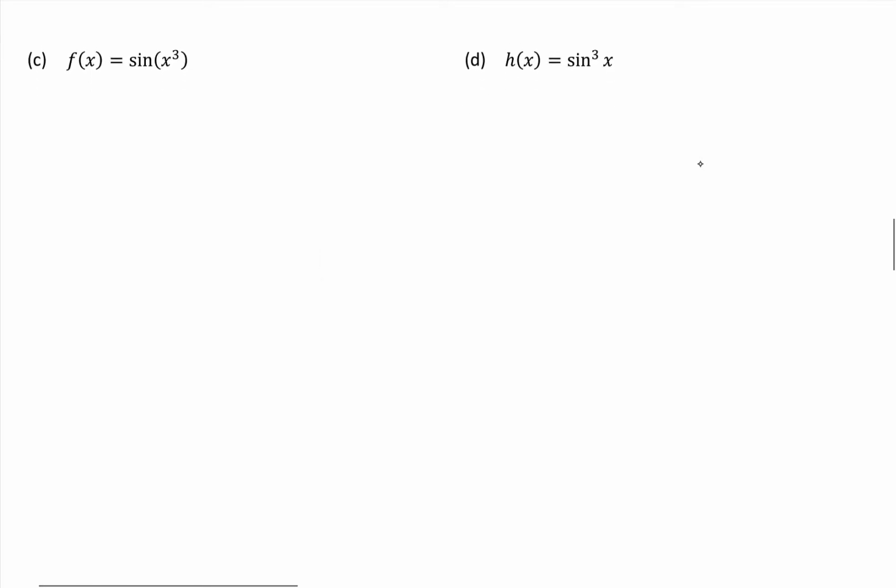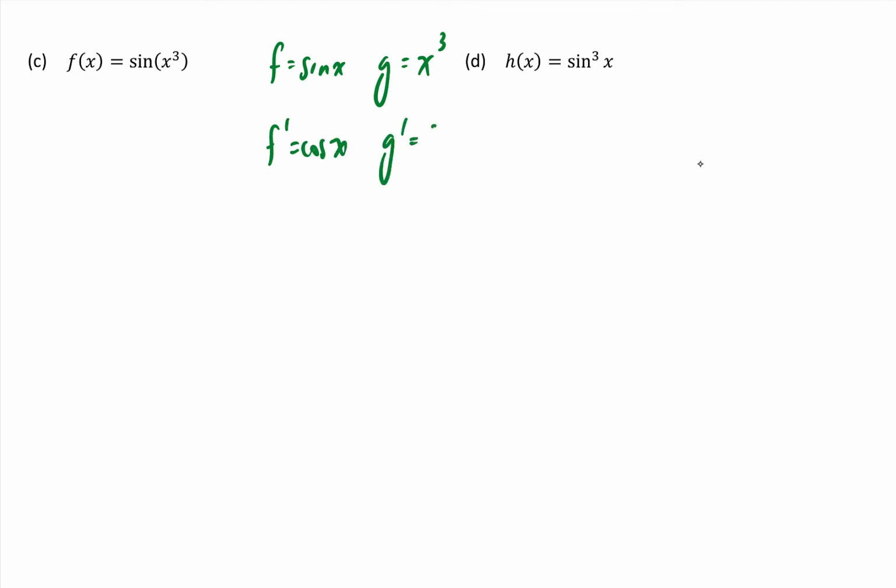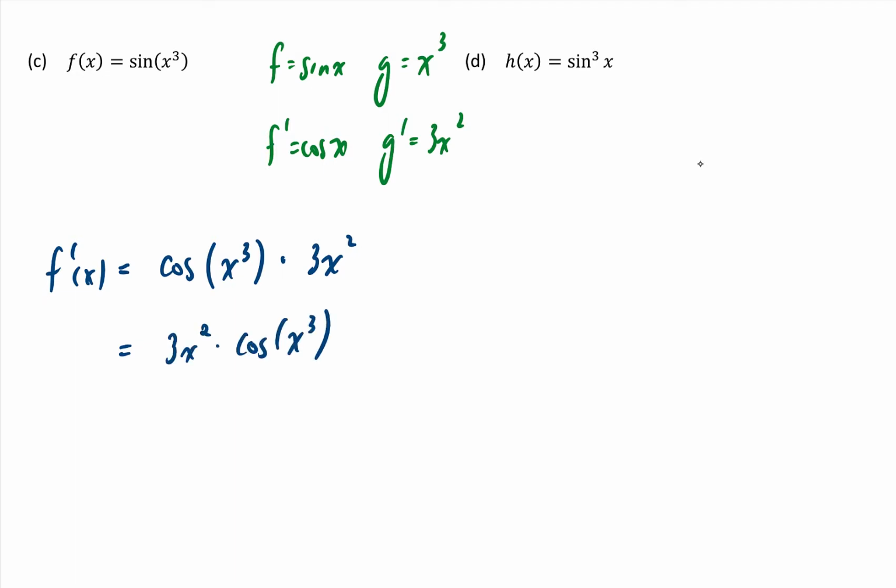All right, next one, we need the chain rule again. So our outer function is sine of x this time, and our inner function is x cubed. So f prime is cosine of x, and g prime is equal to 3x squared. So f prime of g of x, that's going to be cosine of whatever g of x is, so that's x cubed, times the derivative of the inside, or g prime of x, that's 3x squared. So we end up with 3x squared times cosine of x cubed, and we're done.